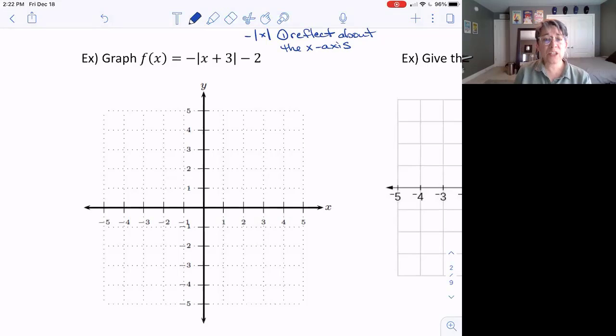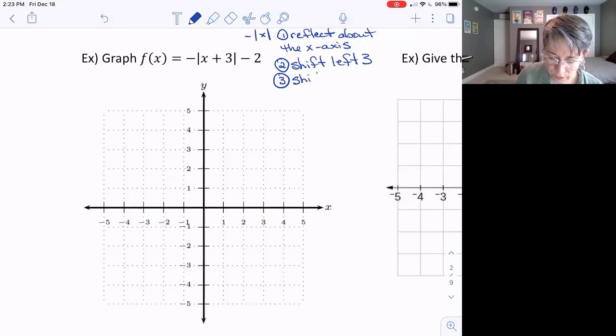The second thing is when we're adding that 3 inside to the x. Remember, those inside changes work opposite the way we think. So when we add a 3, we're actually going to shift left 3 units. And the last thing is we're subtracting 2 from the entire function. So that means we are going to shift down 2.